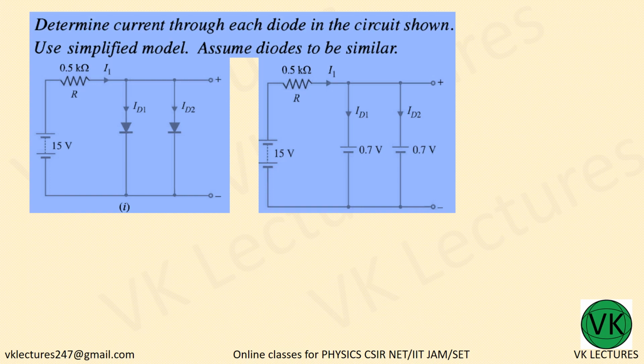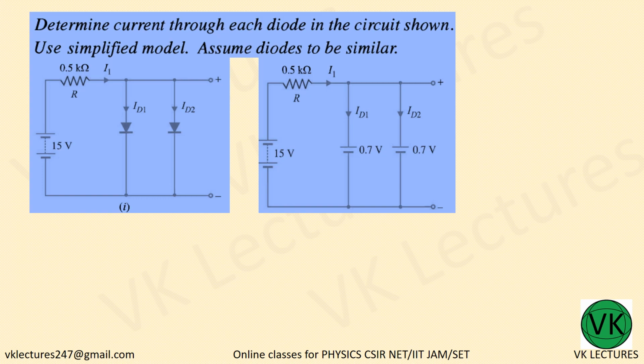So the question: determine the current through each diode in the circuit shown. Use the simplified model. Assume the diodes to be similar. Now why do they use the term similar? It is because you have to use diodes with similar characteristics.